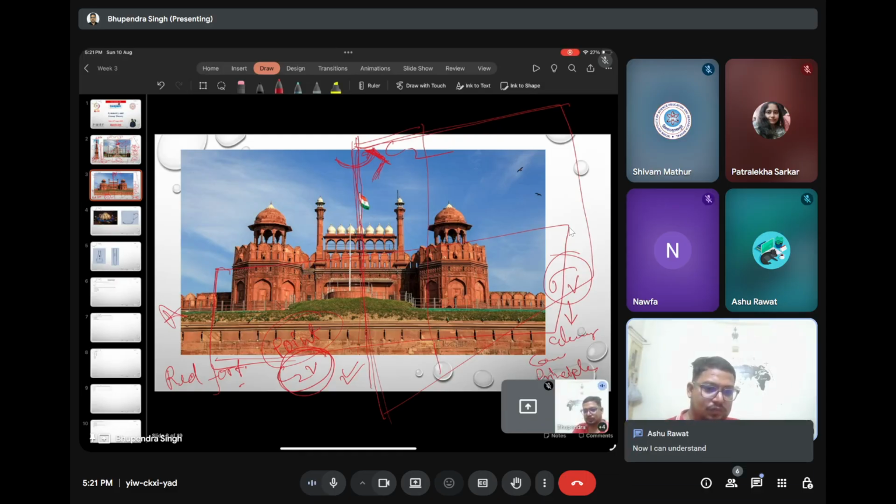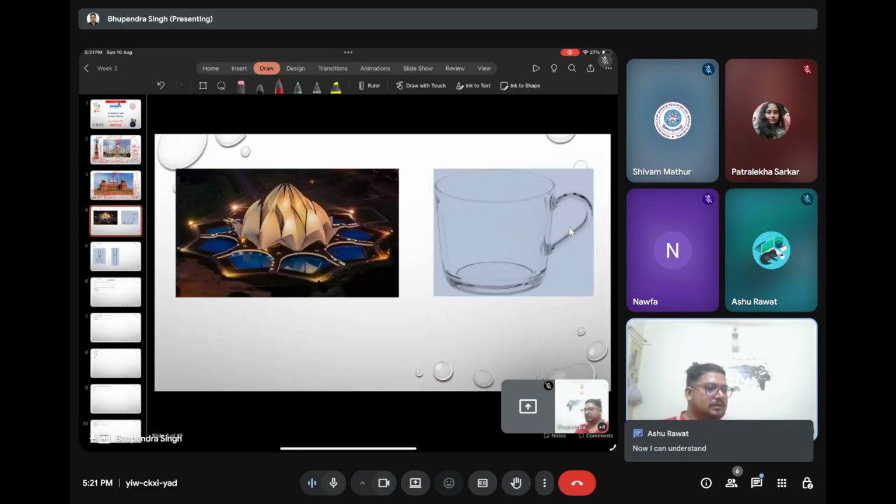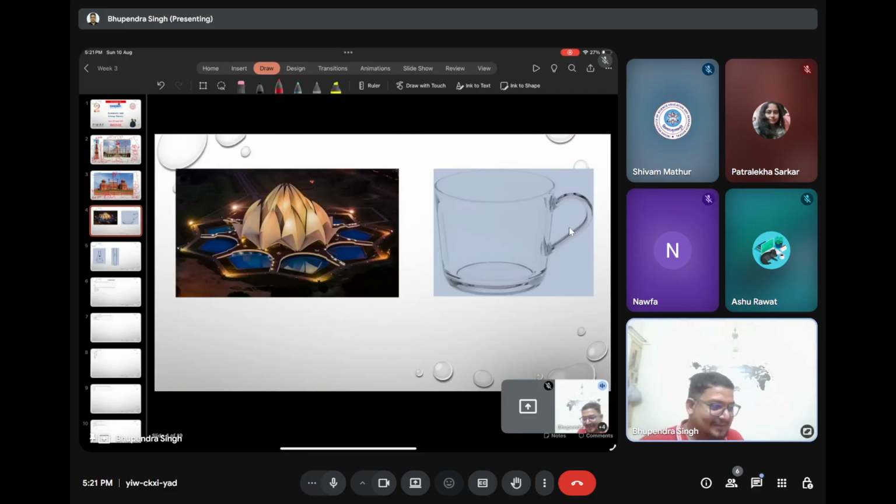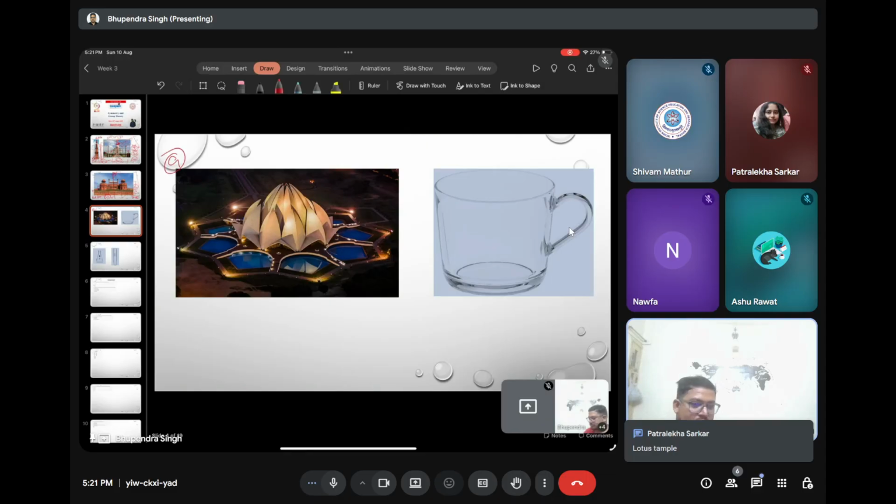Now I can understand. Okay, something interesting is here. Tell me the point group of this. What is this? Tell me first. This first image, A. What is this? B, you know. Lotus temple. Yes, Lotus temple.